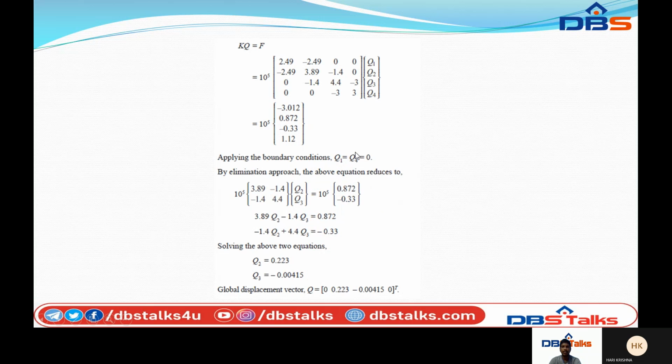Applying the boundary conditions, the problem we already discussed, what is the procedure for taking the boundary conditions.